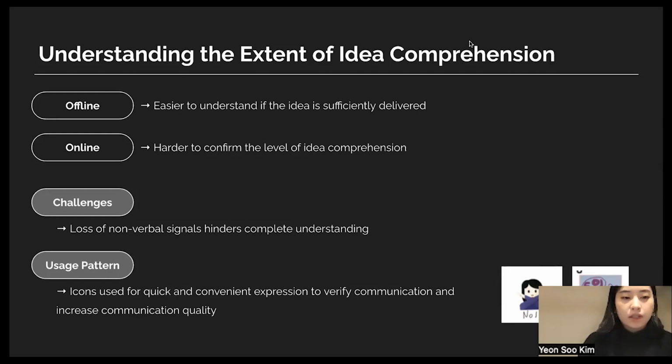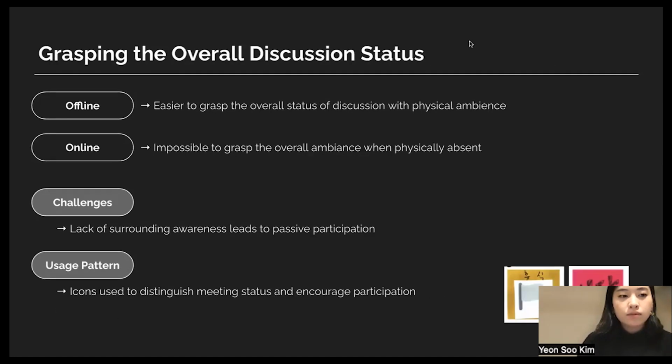The observed challenges were loss of nonverbal signals, hindering complete understanding, and observed usage patterns were icons that are used for quick and convenient expression to verify communication and increase communication quality. Next, grasping the overall discussion status. Observed challenges were lack of surrounding awareness, leading to passive participation. Observed usage patterns were icons used to distinguish meeting status and encourage participation.